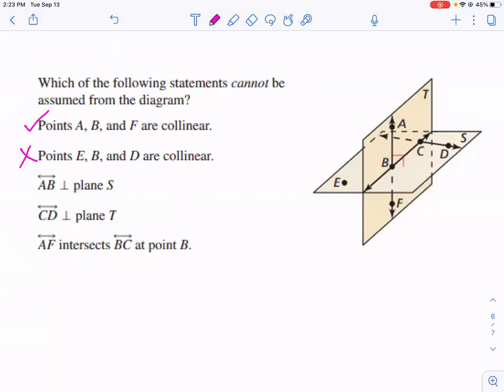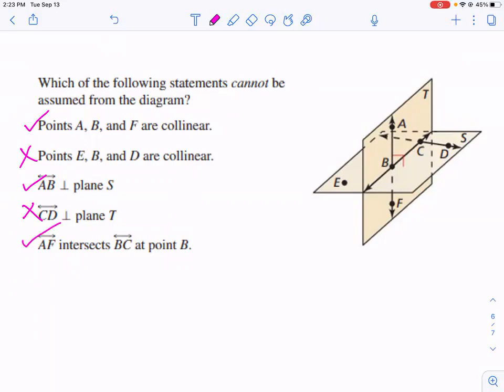Is AB perpendicular to plane S? Yes, we have this little cute red box. But what about CD perpendicular to plane T? No. Do you see a little cute red box? Then we have no idea. AF intersects BC at point B. Yes.